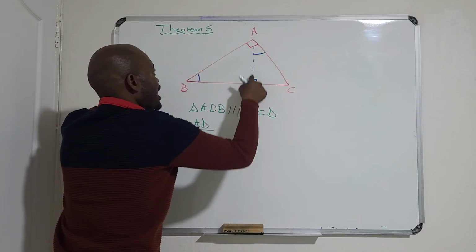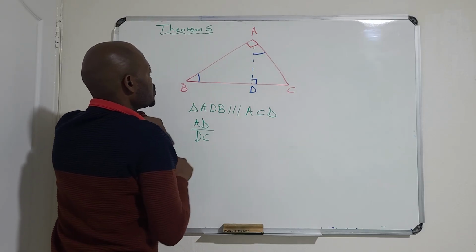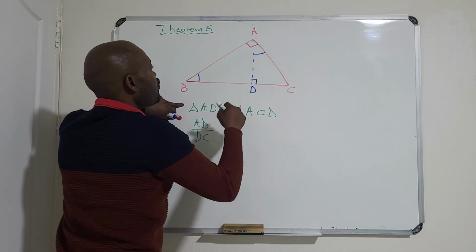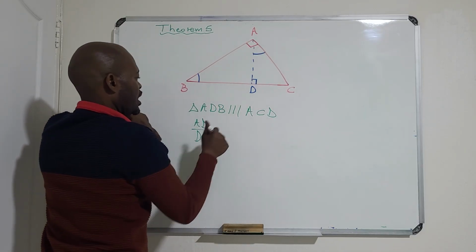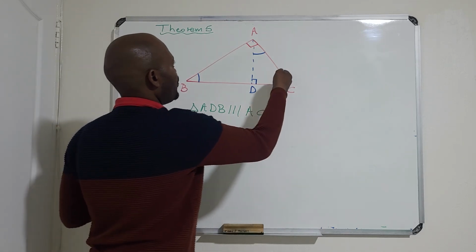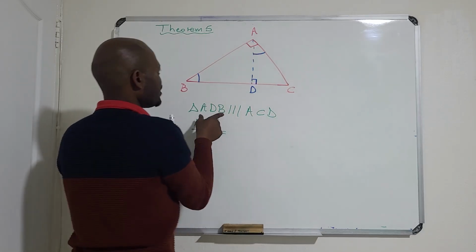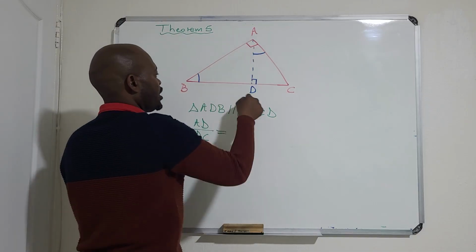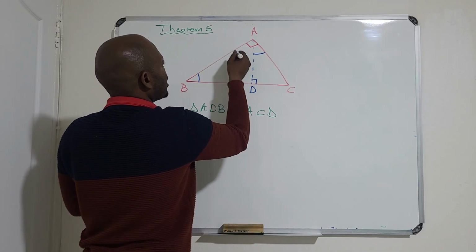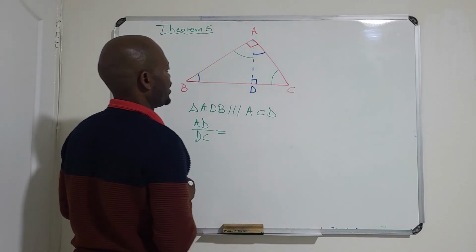Since they are similar, this angle is equal to that angle. So it means that AD over BC is equal to, I can also look at this angle here and this angle there. But since I've started in this triangle, I'm going to look at this angle, which I'm going to mark with green, and this angle there.